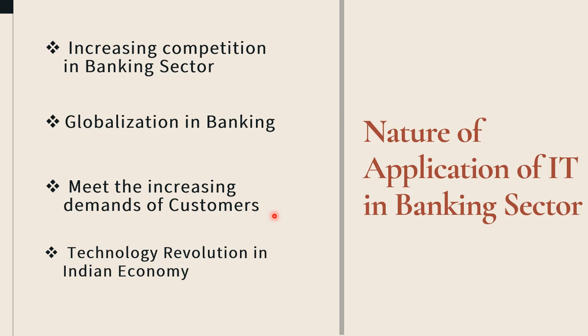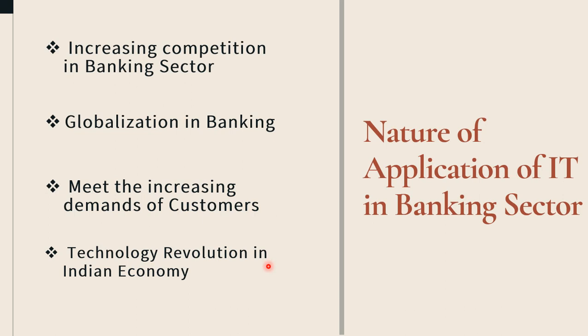So customer demands are increasing and banks are providing all these services to the customer. It is happening just because of the application of information technology in the banking sector. It became possible just because of the application of IT in the banking sector. The technological revolution took place in the Indian economy, not only in the banking sector. In the 1990s, we initiated the process of computerization. A broad revolution in the area of technology took place in the Indian economy, and the banking sector is also a beneficiary of this technological revolution in the Indian economy.